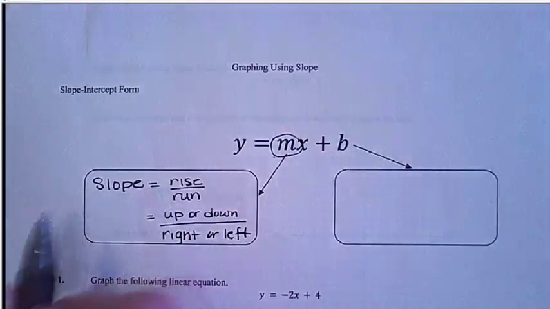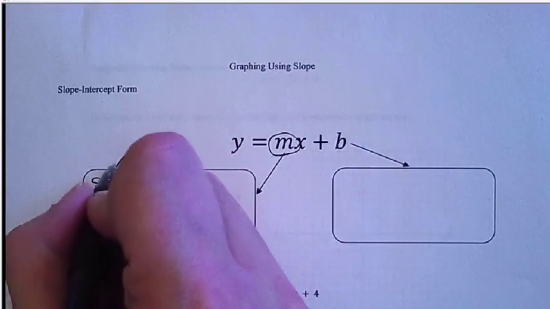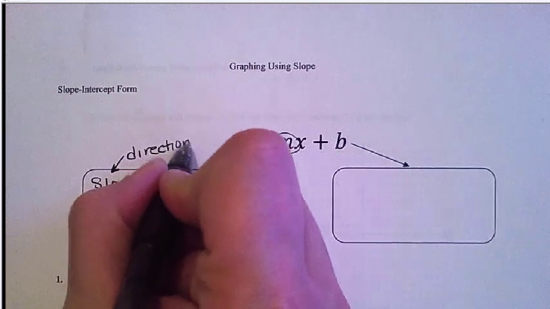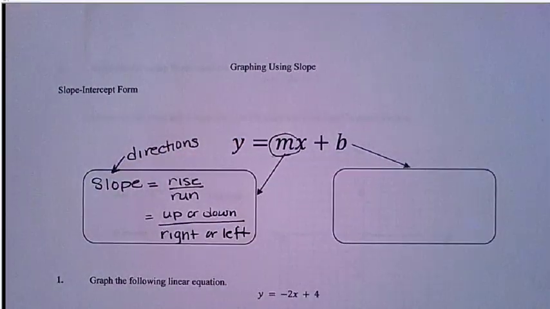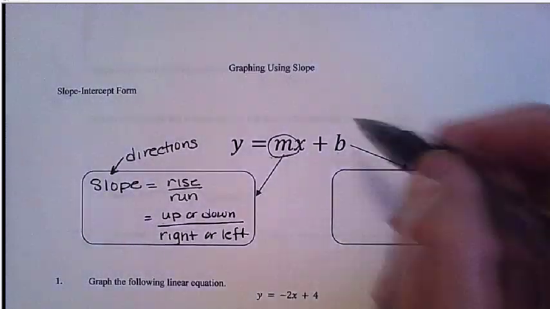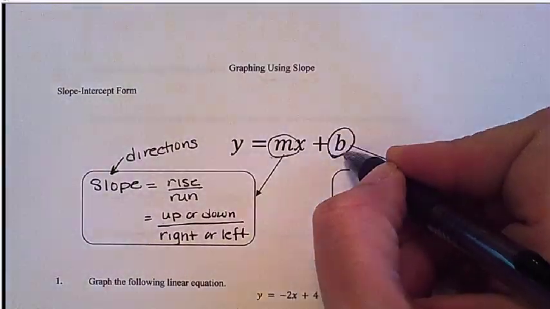I also like to say that slope is basically directions. It's like you're giving somebody directions on how to get to your house. So you're telling them how many blocks to go up, how many blocks to go to the right or to the left. But in order to give somebody directions, they have to have a starting point, and that's where we come in with the b value.